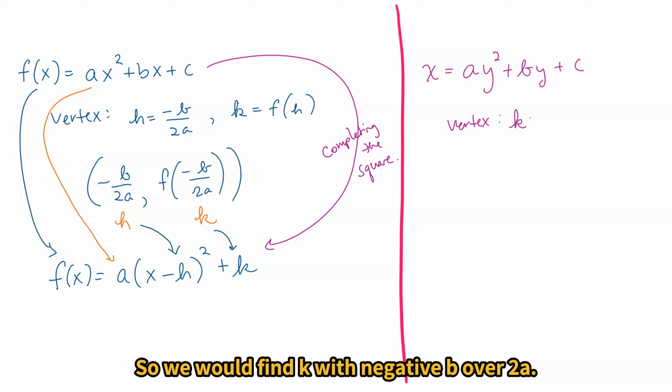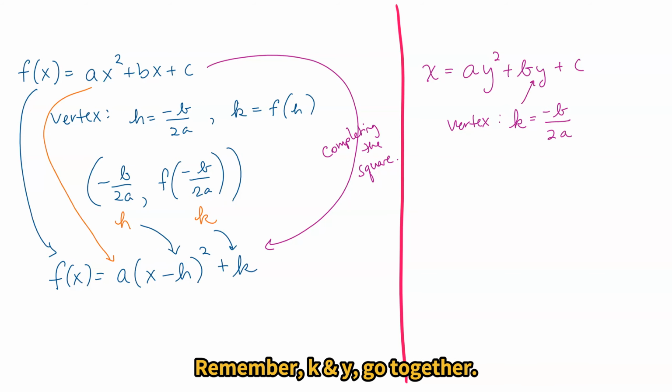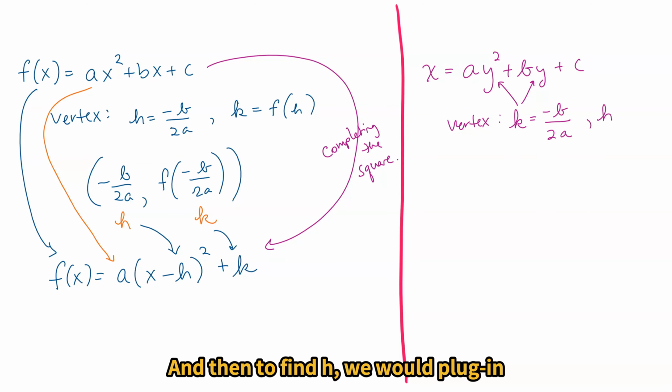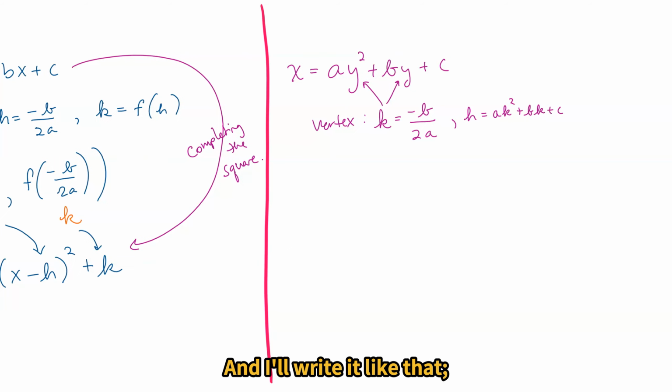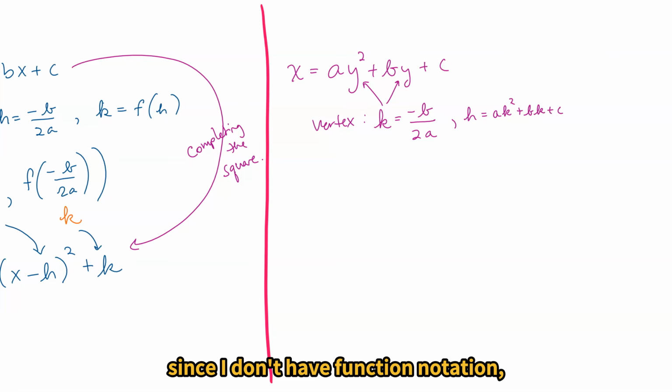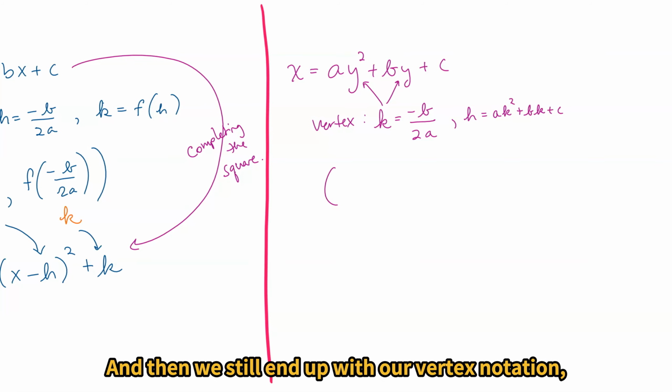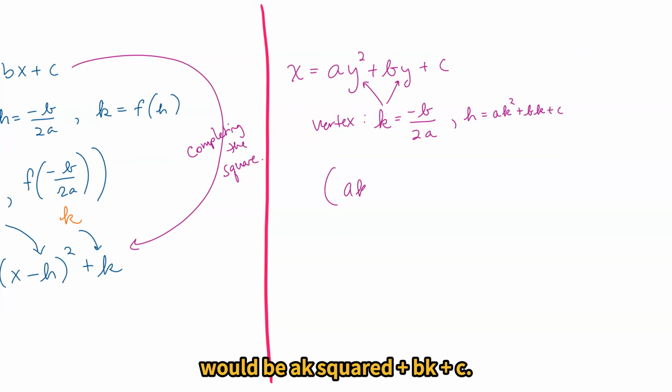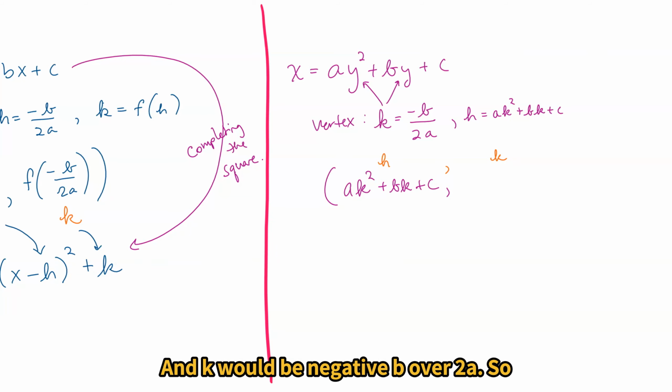So we would find k with negative b over 2a. Remember, k and y go together. And then to find h, we would plug in k for y in the equation above. And I'll write it like that. Since I don't have function notation, I can't write it as a function. And then we still end up with our vertex notation. So h would be ak squared plus bk plus c, and k would be negative b over 2a.